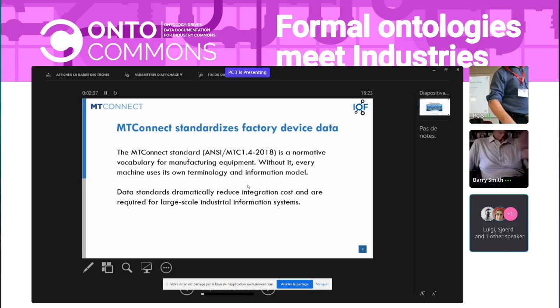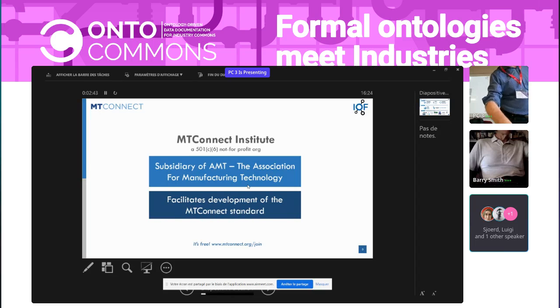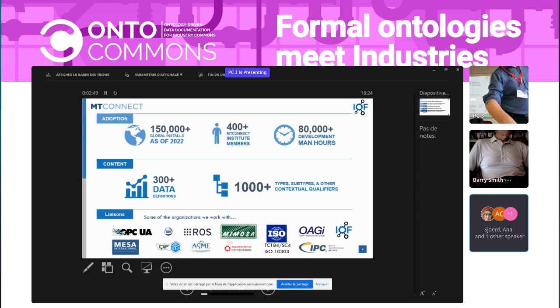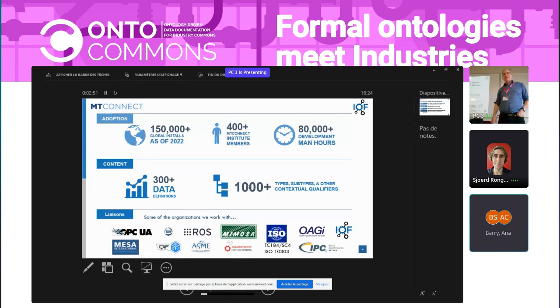So I'm here to talk about MTConnect. It's an ANSI standard, been around for about 15 years. It's a subsidiary of AMT, and they facilitate the standard, ANSI/MTC1.4. We've got probably over 150,000 places or machines currently with it, supporting globally, and 400 members, lots of work, lots of data, lots of standards that we also harmonize with.